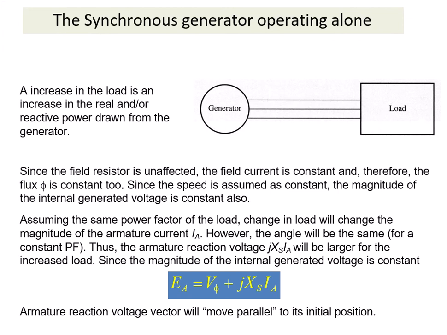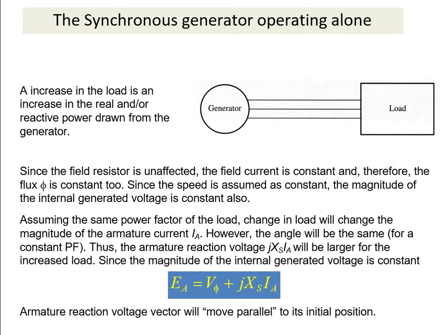If a synchronous generator is operating alone, then an increase in load is an increase in the real and/or reactive power drawn from the generator. Since the field resistance is unaffected, the field current is constant, and therefore the flux phi is constant too.